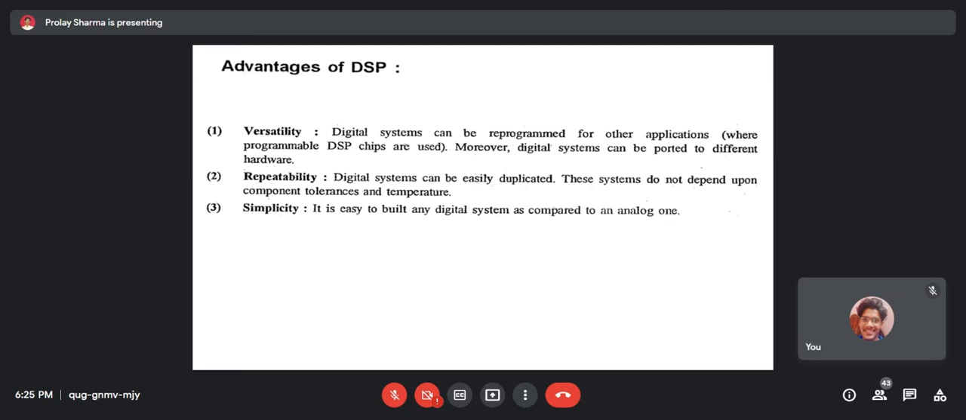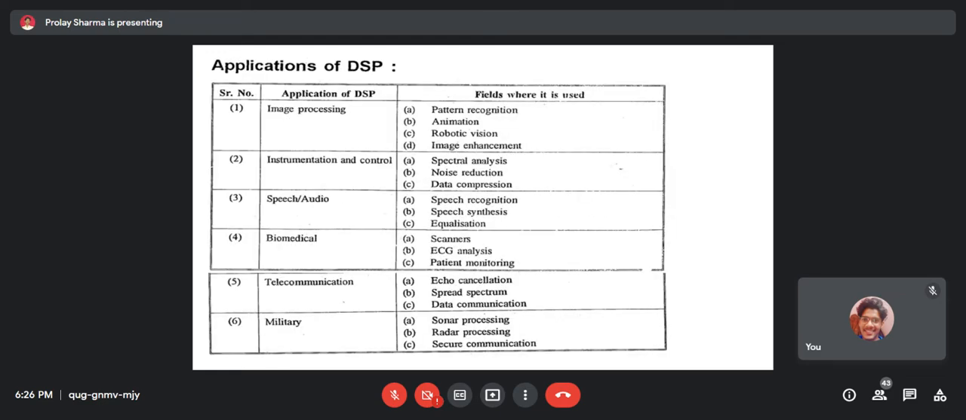And simplicity. So simplicity, a digital system is basically built from some basic 4 or 5 components, suppose adder, subtractor, multiplier. And these are the delay. These are the 4 or 5 components. Using 4 or 5 components, you can build any type of complex system. So system building is very simple. As it is implemented in software form, it makes a very simple process.